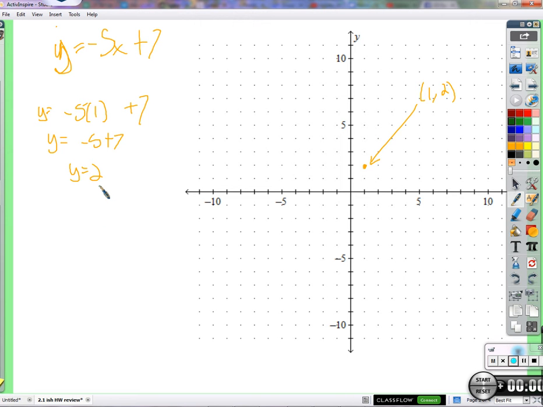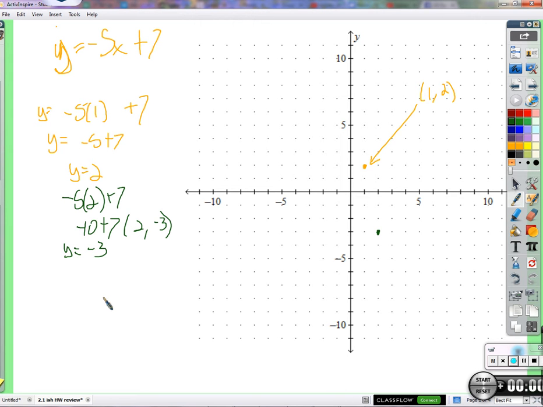Now what? Is that enough, just one point? No. What do you need? We should go ahead and get some more points. How do we find some more points? You can use 2 for x. So it's negative 10 and then plus 7, which is negative 3. Hold on, I'm a little slow. Negative 10 plus 7 is negative 3. That's what y is. So that tells us 2 comma negative 3. There's the point. Can you find some more points?